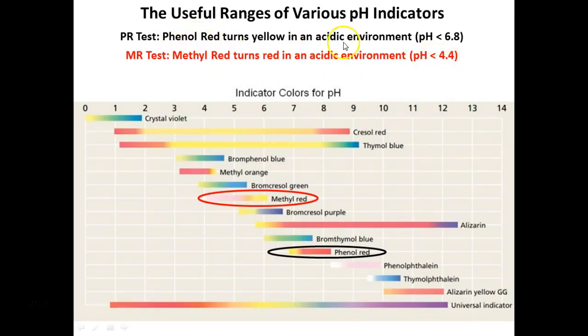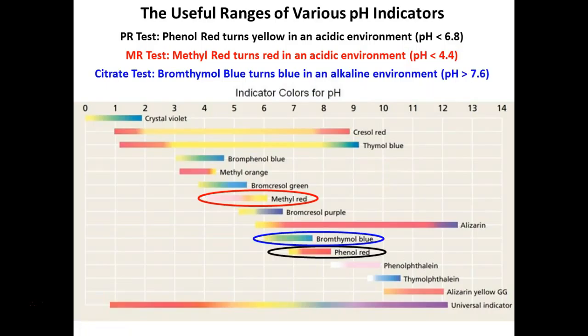Notice the different range for phenol red. It's not quite as acidic. It just has to go a little bit acidic, 6.8, and it'll turn yellow. Where with methyl red, you really had to have a lot of acid. This is very acidic, 4.4 for it to stay red. Citrate test. This test helps us detect an alkaline environment. So when the pH gets above neutral, to 7.6 or higher, it turns blue. Hence the name bromothymol blue.